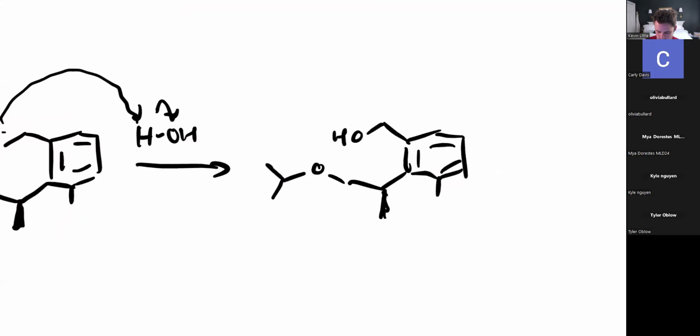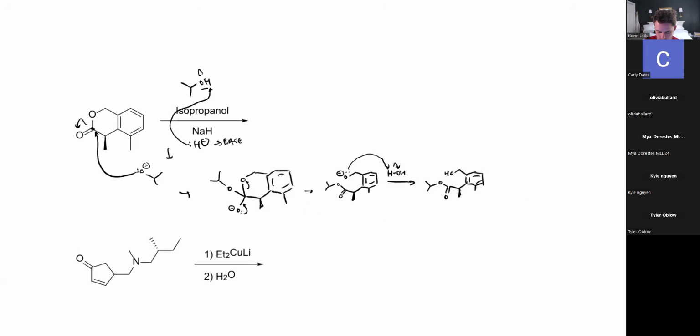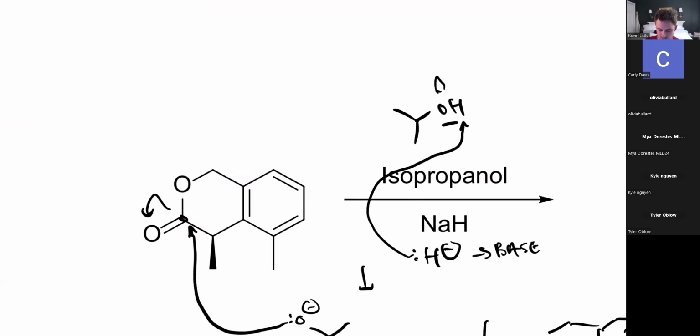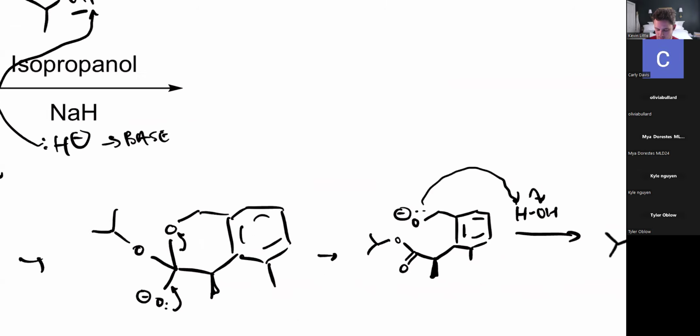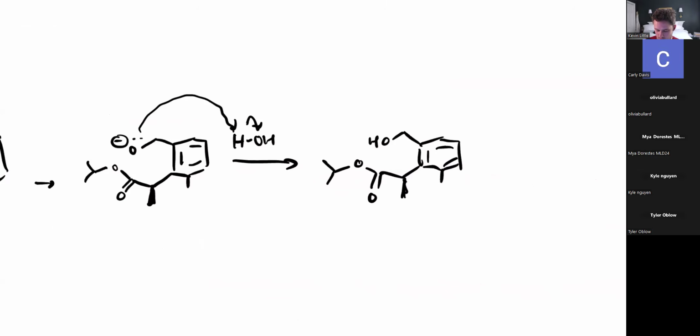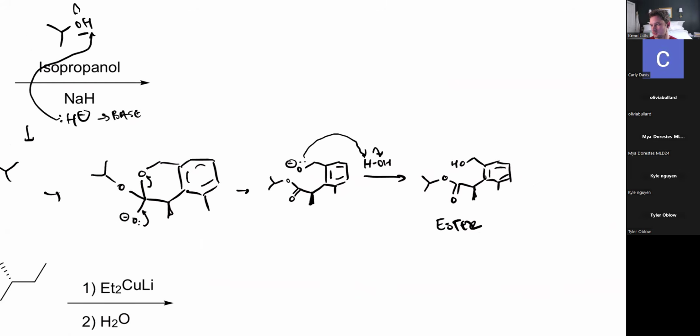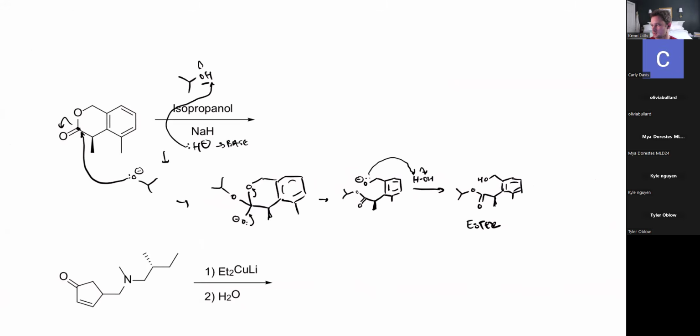Let me draw this clearer. So I went from this cyclic ester, right? So this is an ester. It's a carbonyl with an oxygen attached to it, to another ester. So this is an ester, and I would call this a transesterification, right? I went from one ester to another. So that's what's going on there.